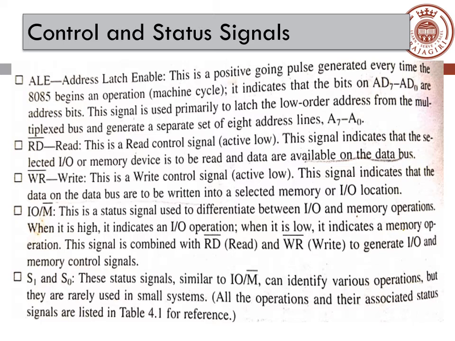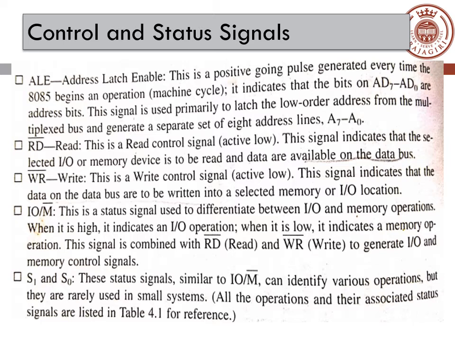Now coming to the read signal, you have RD bar. The read control signal is an active low signal, which means that in order to activate it, you need to make it 0. The microprocessor can then read the data from the IO device or from the memory location.